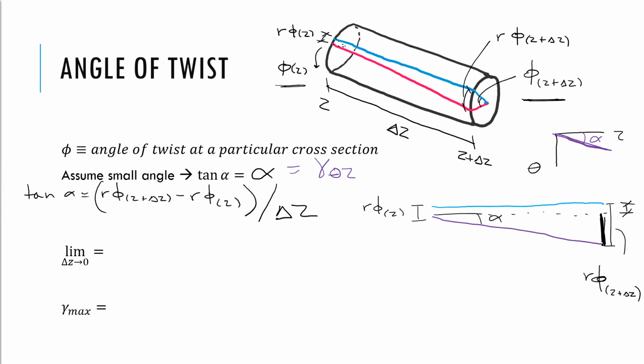But if we want to know gamma at a particular point, we're going to take the limit as delta Z goes to 0. And so that tells us that gamma phi Z is equal to R. I can pull R out of that equation. It occurs in both terms in the numerator. And then what's left is the change in phi, so delta phi over delta Z. And if I take the limit as delta Z goes to 0, what I get is d phi dz.